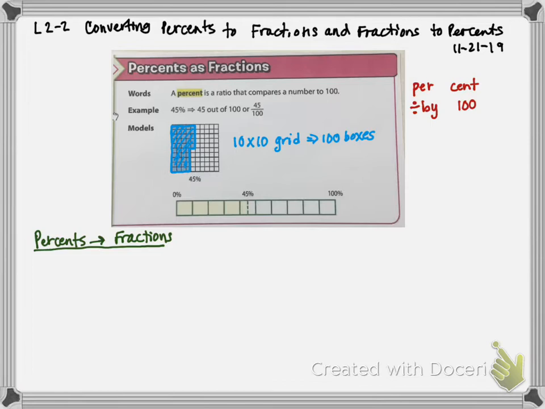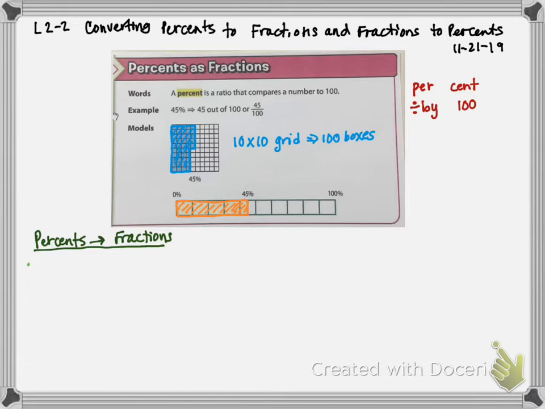Now they also showed you what a bar diagram could be if we take 100% and we break it into 10 equal pieces, and each of those 10 pieces is worth 10%. So if we wanted to do 45%, I'm going to outline this. It's going to go through 4 boxes, which is 40%, and half of the 5th box. So that's going to be your 45%.